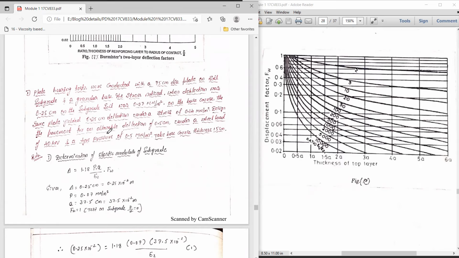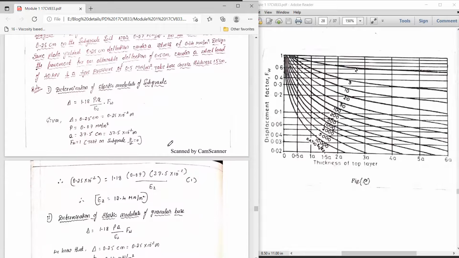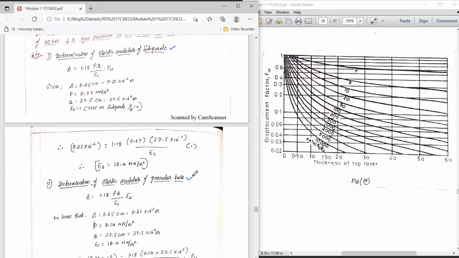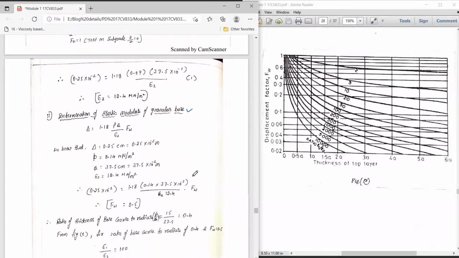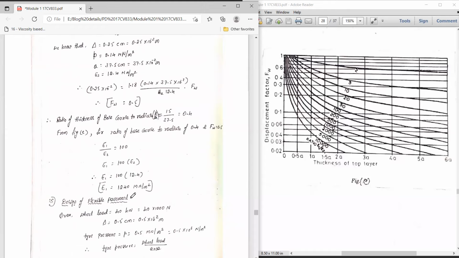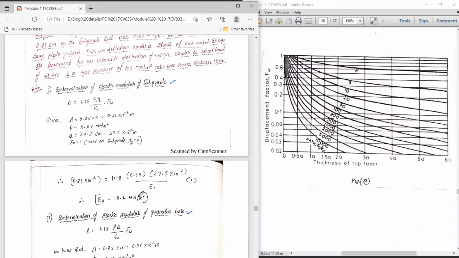That means he had conducted a plate load test on subgrade and granular base course, and he had given certain data. Based on that data, we have to design a pavement for an allowable deflection of 0.5 centimeter. Now this problem can be solved in 3 steps. First step is determination of elastic modulus of subgrade. In the second step, determination of elastic modulus of granular base. In the third step, we need to design the flexible pavement for the given deflection. Now we will solve the problem step by step.